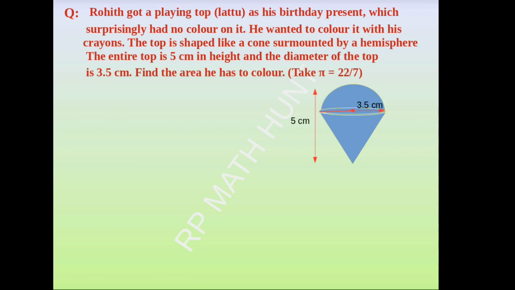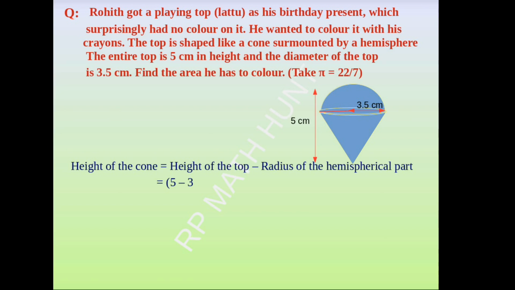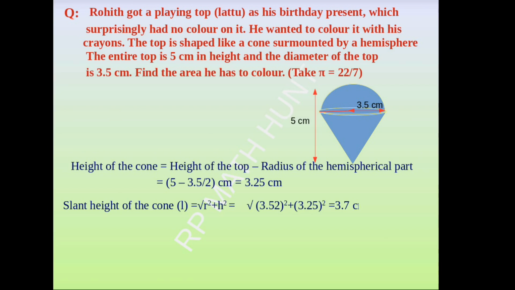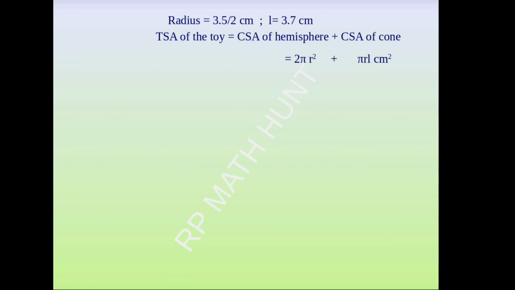Height of the cone is equal to height of the top minus radius of the hemispherical part. 5 minus 3.5 by 2 centimeters is equal to 3.25 centimeters. Slant height of the cone, l, is equal to square root of r square plus h square, equal to square root of 3.5 by 2 whole square plus 3.25 whole square, equal to 3.7 centimeters approximately. Radius is equal to 3.5 by 2. TSA of top is equal to CSA of hemisphere plus CSA of cone, equal to 2 pi r square plus pi r l centimeter square.